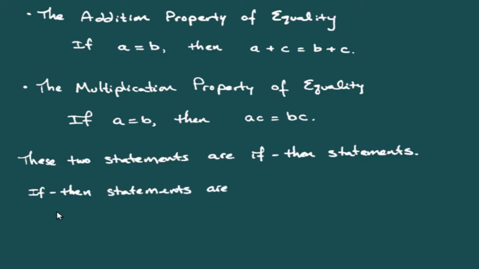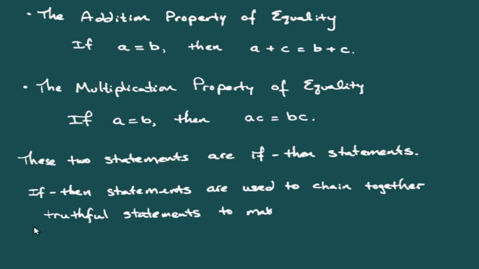Now, if-then statements are really used to chain together logical statements. And one thing that we do in mathematics is that we are dealing with truth and truth values. And so if we want to start with something that's true, as we do our manipulations, we want to maintain that truth value. And so we put our statements together in these chains. If-then statements allow us to do that.